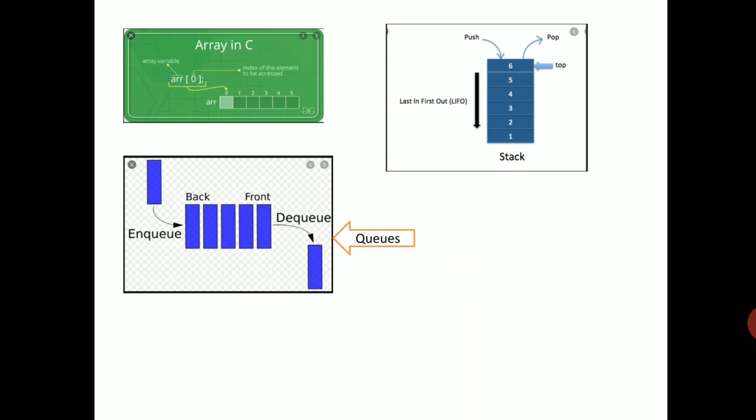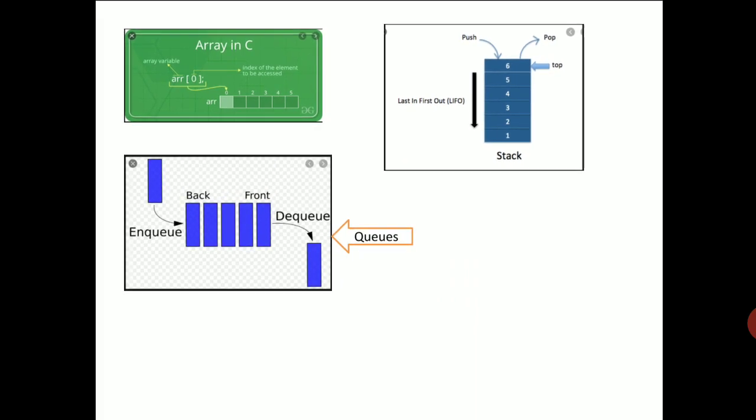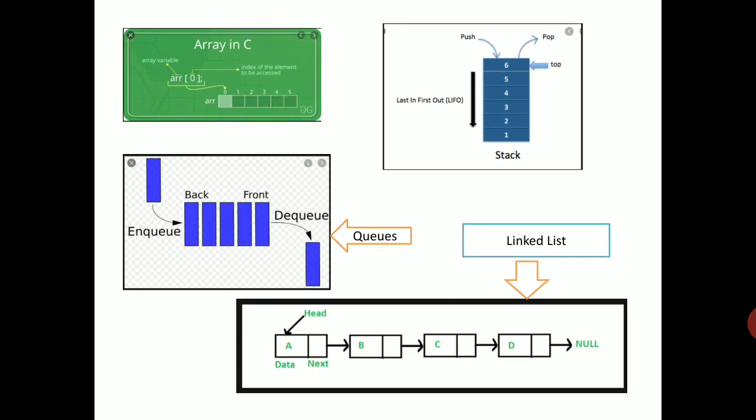Then the next one is linked list. The last one, linked list. It has a different structure. I will tell you in simple words. You can see an A block, B block, C block and D block. They are linked, you can see those arrows. That's the reason this list is called a linked list. We have to see these things clearly.